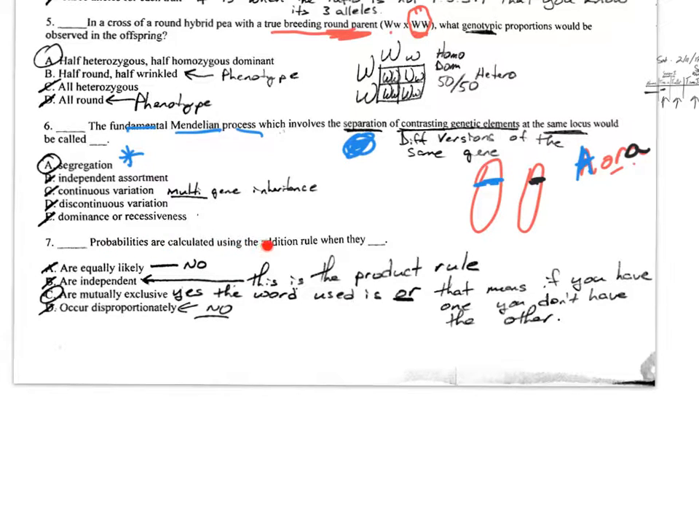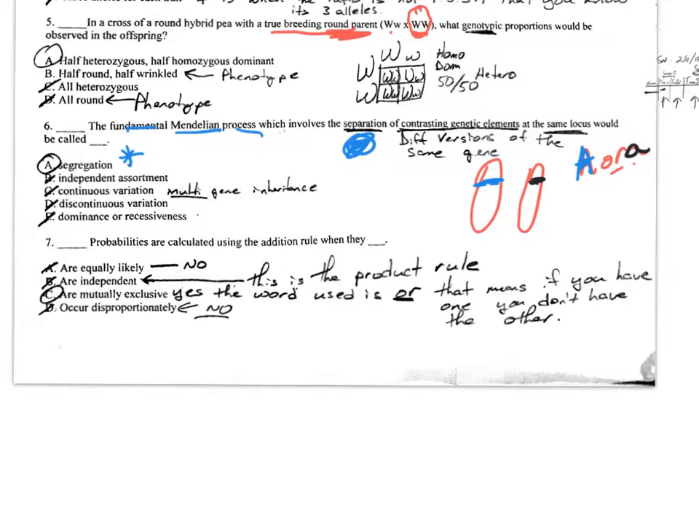Probabilities are calculated using the addition rule when they are mutually exclusive. A lot of people put "are equally likely." That doesn't make sense to me. I don't know what that means. When they're independent, you use the product rule. So be clear on that.